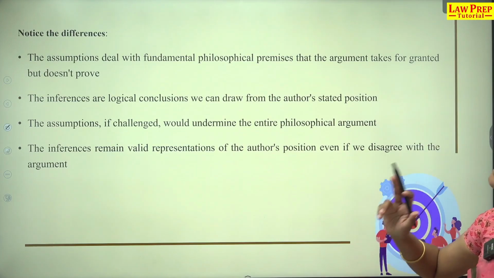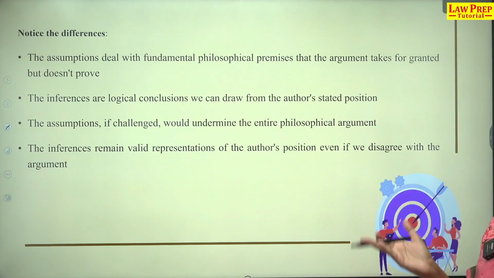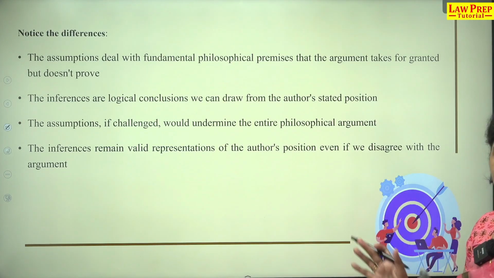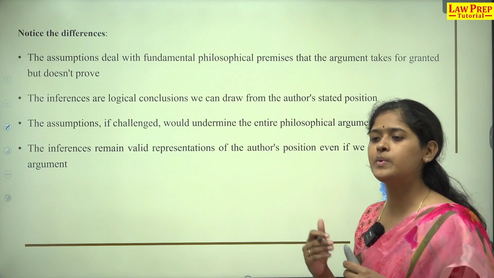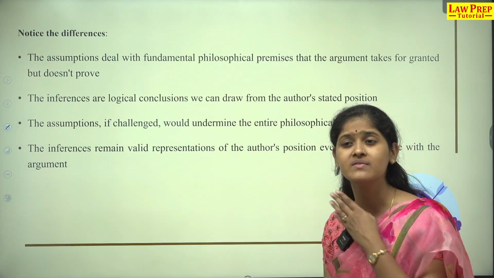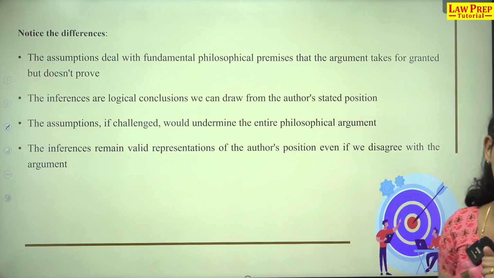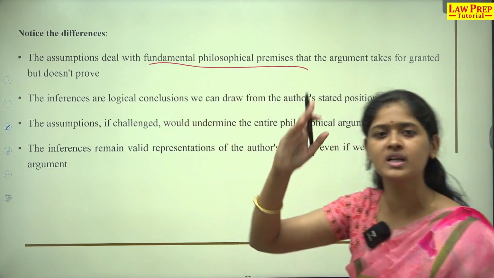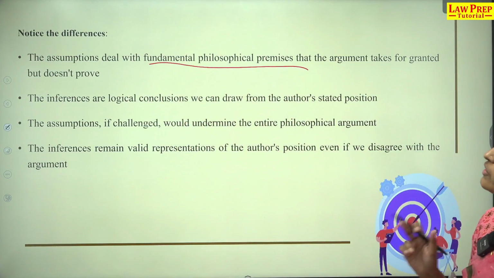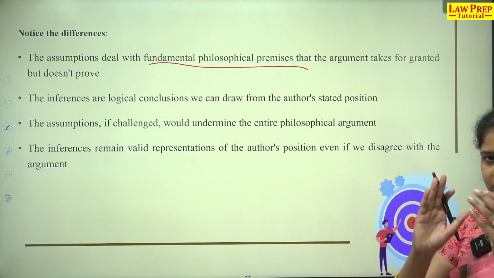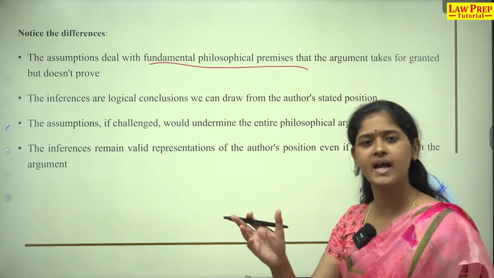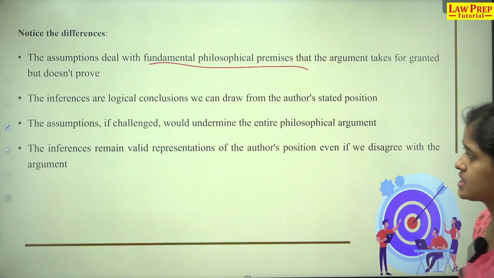Now, assumptions deal with fundamental philosophical premises, basic things about the article that the argument takes for granted but doesn't prove. We have seen that the author has nowhere mentioned that you people know what consciousness is, and even a definition of consciousness is not given, right? So the author is taking it that people know these fundamental philosophical things. Next, inferences are logical conclusions. Whatever is written, the author has simply taken one notch above and has given us inferences.